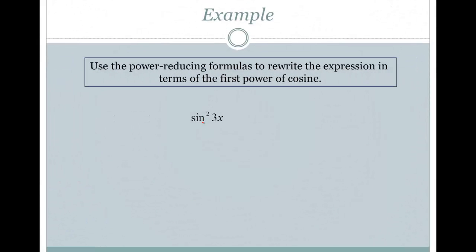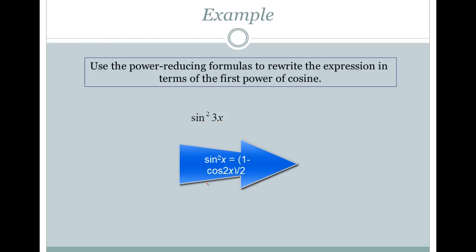If I want to simplify sine squared of 3x, I would just use the power reducing formula: 1 minus cosine of u over 2. Here u is 3x. So I get 1 minus cosine of 6x over 2. Okay?